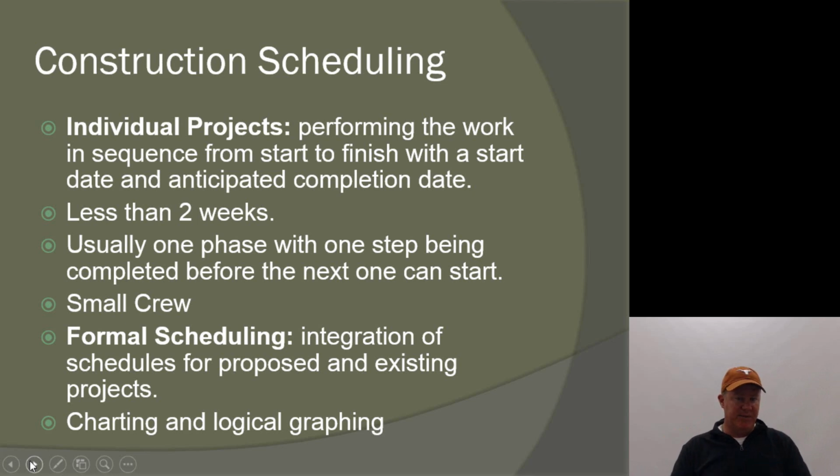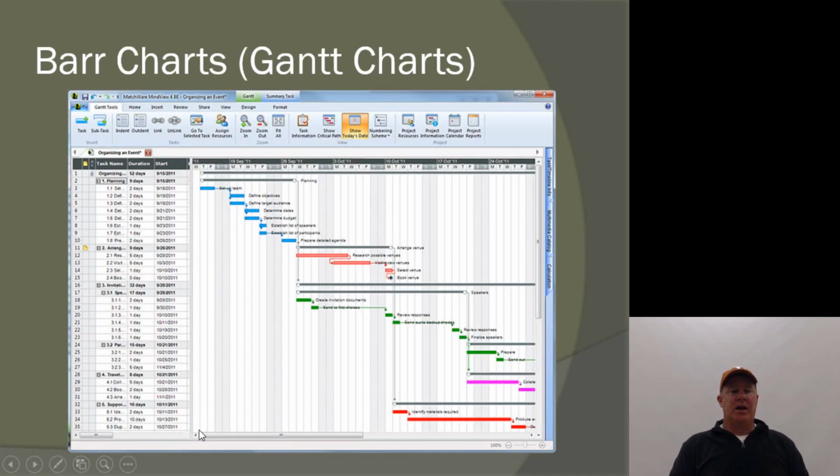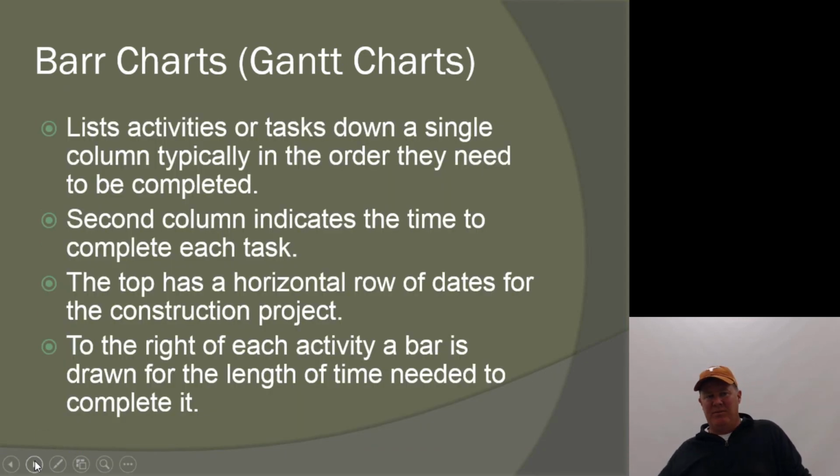Now, formal scheduling. With these small individual projects, there's not going to be any type of charting or calendars brought in, but with formal scheduling, this is going to be an integration of schedules for proposed and existing projects. They're going to use charting and logical graphing for this. And here would be an example of a bar chart or a Gantt chart. Some of you guys may be familiar with Microsoft Project, where you can do the scheduling out like that, and have other people invite other people to see the schedule.